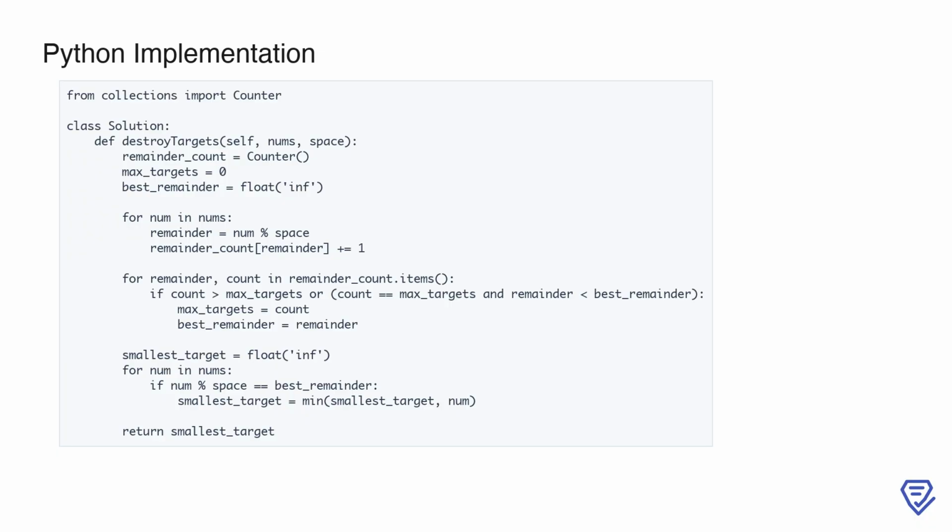Complexity analysis. Time complexity, O(n), where n is the length of nums. This is because we iterate through nums twice, once to calculate remainder frequencies and once to find the smallest target. Space complexity, O(k), where k is the number of unique remainders, bounded by space. This solution is both efficient and easy to understand, making it a robust choice for solving the problem.